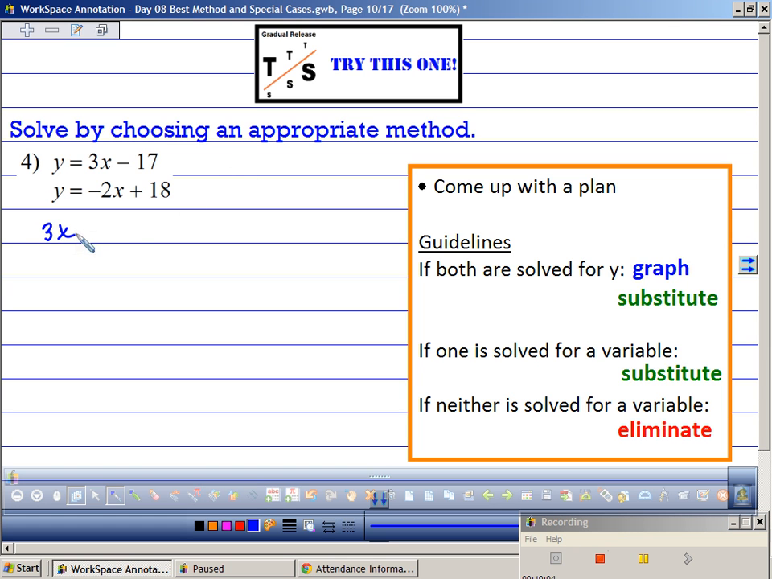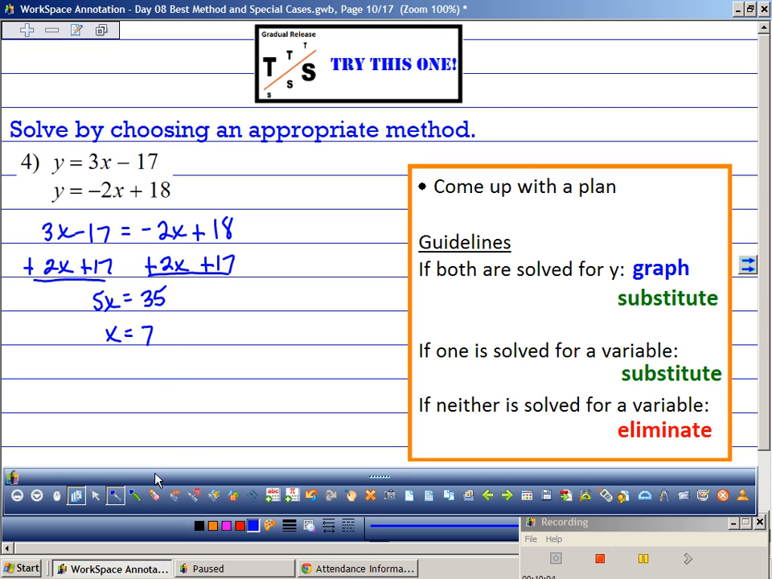So the top one, perfect. They equal each other, right? If they both equal y, they both equal each other. Then I could just add 2x to both sides, and while I'm adding, I might as well add 17 to both sides as well. What do I get? 5x equals 35. If 5 x's are equal to 35, what is 1 x equal to? 7. What do I do from here?